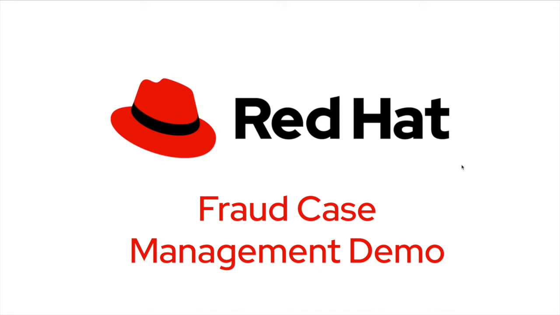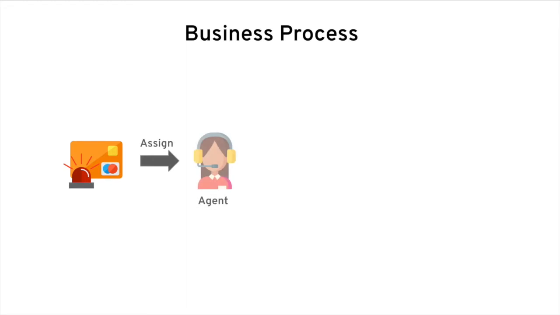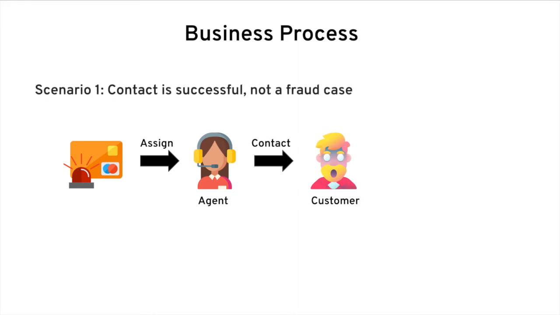This is a demo about a fraud case management system. So the business process is as follows. If a suspicious transaction is detected, the system then goes ahead and assigns a case to an agent. The agent then goes ahead and tries to contact the customer. And so one of two scenarios can happen.